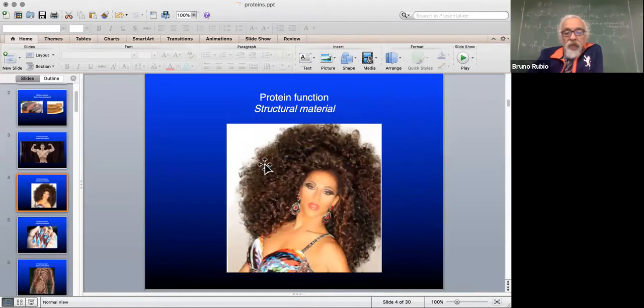Oh, you see this lady here? She has very curly hair. Why does she have curly hair? Because the proteins of her hair have a lot of disulfide bridges. And those disulfide bridges introduce loops and curls into the peptide, and that is manifested by all of these curls. If you have curly hair, you have a lot of disulfide bridges. If you have straight hair, you don't have that many disulfide bridges.